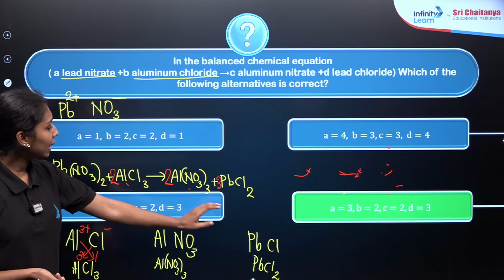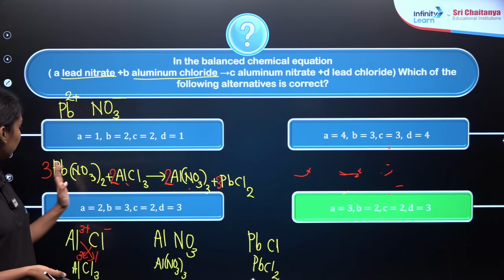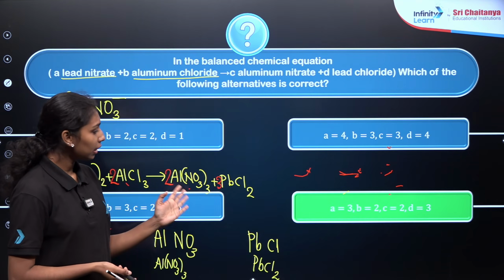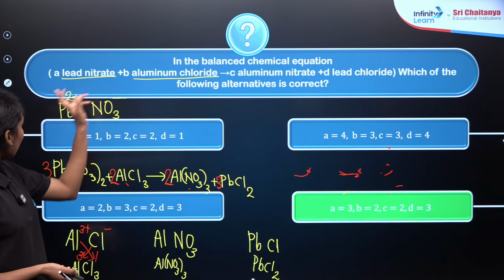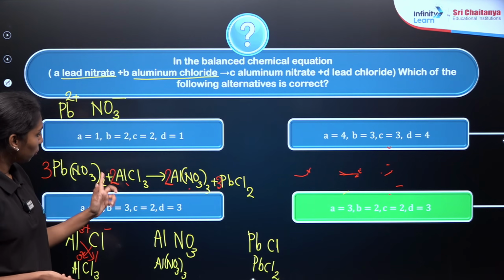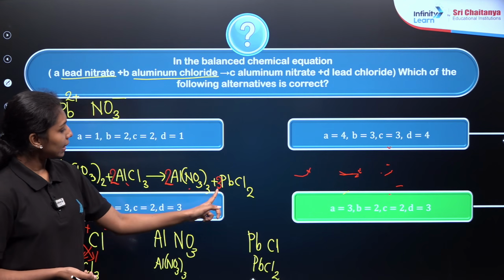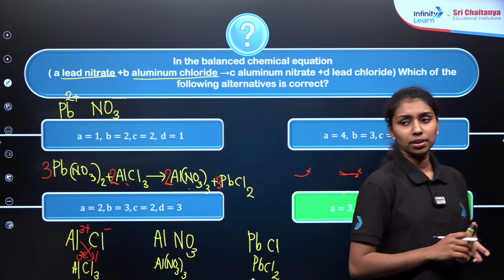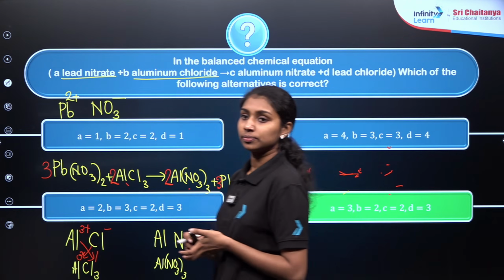So this will be the final balanced chemical equation: 3 PbNO3 twice plus 2 AlCl3 gives 2 AlNO3 twice plus 3 PbCl2. Here A stands for 3, B stands for 2, C stands for 2 and D stands for 3, which means option D will be the correct answer. Is that clear?